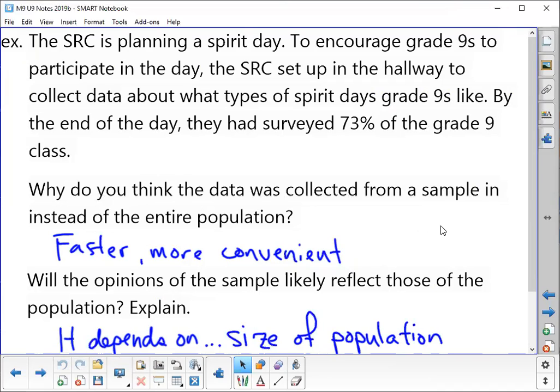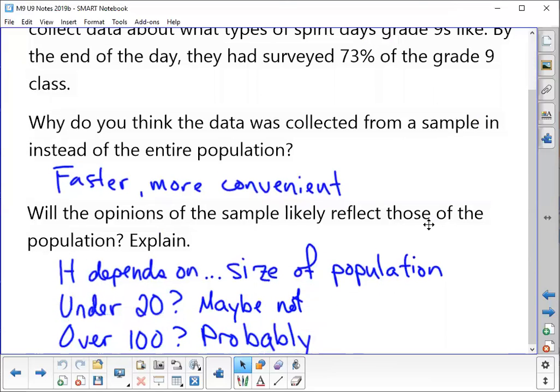Well, in this case, it's faster and it's more convenient. They don't have to chase down everybody. Will the opinions of the sample likely reflect those of the population? Explain. Well, and here's the thing. It kind of depends on the size of the population.